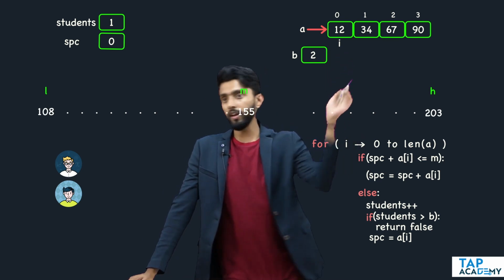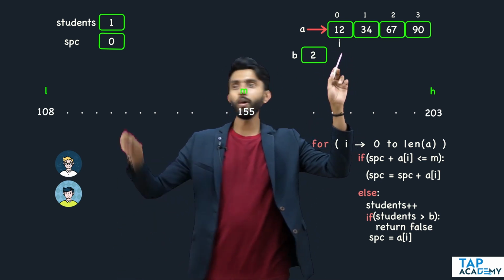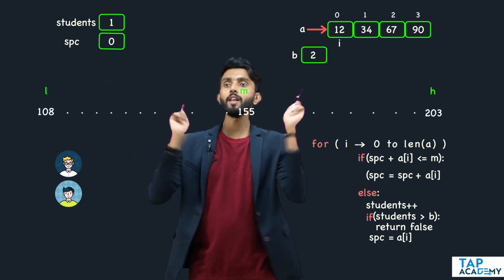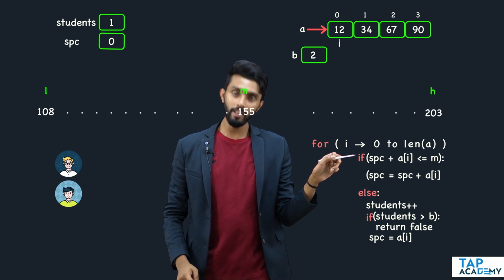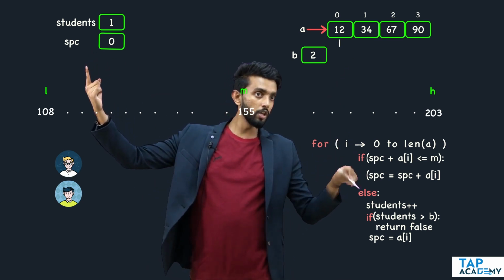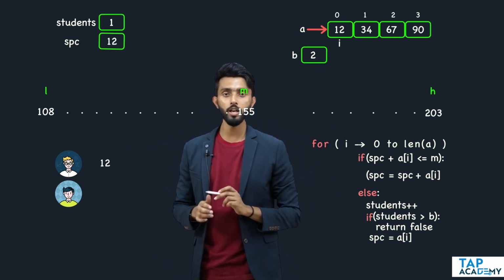Now I will check if I can allocate 12 to the first student. To check that, first I will take 12 and add it to the existing student page count. So 0 plus 12 is 12. Is it lesser than 155? Yes. Yes means update the student page count. So it becomes 12 and I will allocate 12. So 12 pages he has.